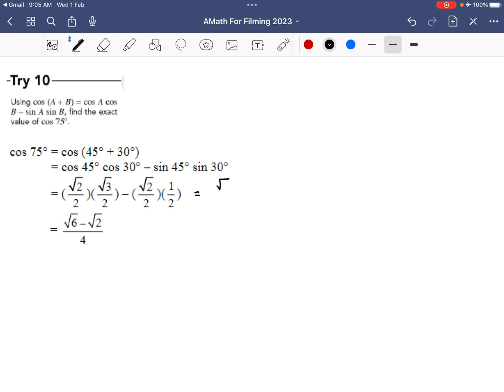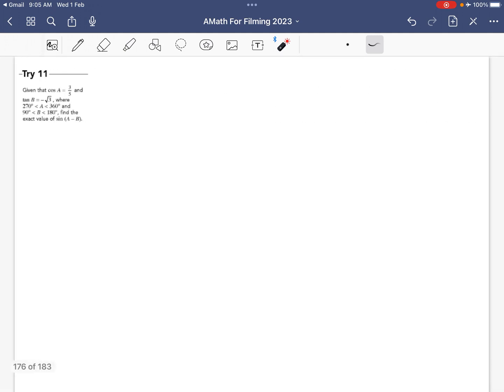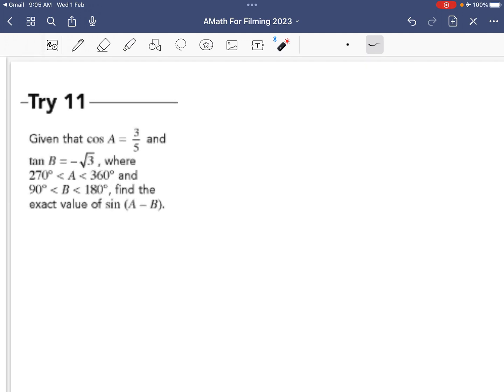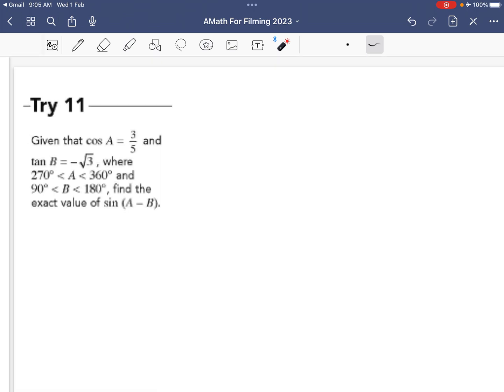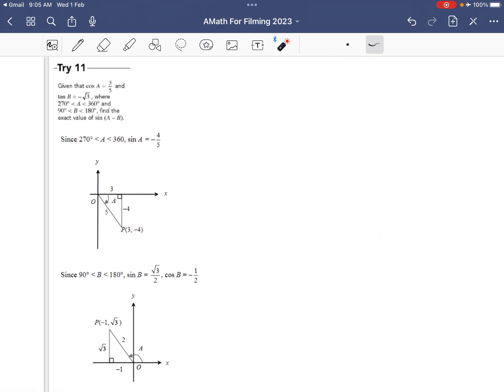Then let me just help you a bit here with the simplification. So what I get is √6 over 4 minus √2 over 4. You combine the fraction, you get √6 minus √2 over 4. Okay, please pause the video now and attempt try 11. When you're done, I will go through the answer with you in 3, 2, 1. Let's go.